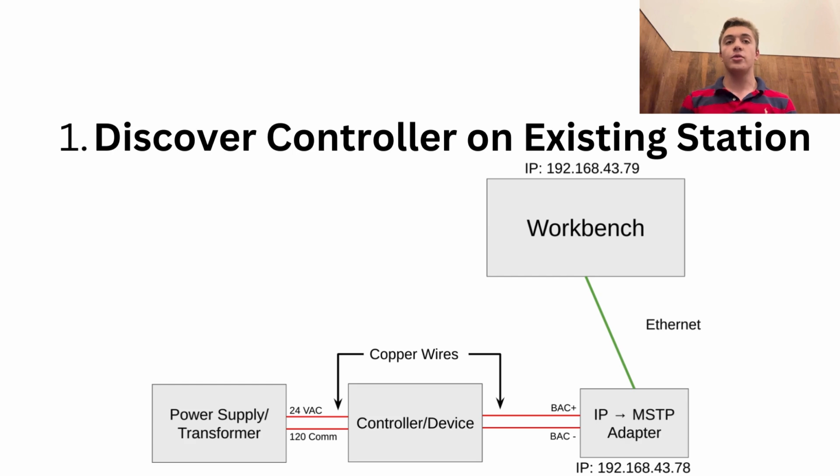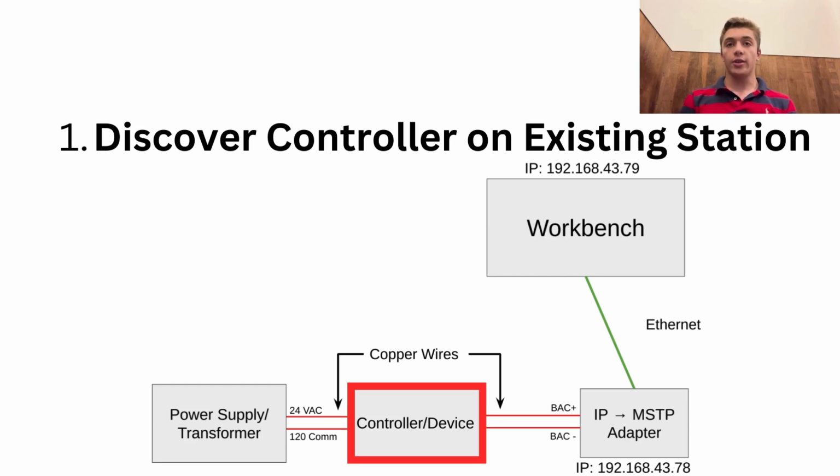First up, we have to discover the device on an existing station. To get anything done on Niagara, you first have to connect a controller. This is called discovering a device. To do this, you have to establish a network connection between the device and the workstation. We devised this setup to do just that.